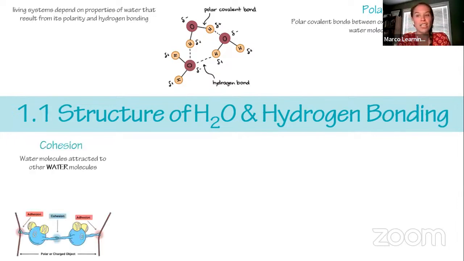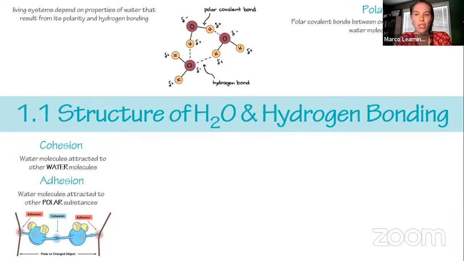The first thing is cohesion. Cohesion is where water is attracted to other water molecules. Here you can see these two water molecules holding to each other. That's what gives us the beads of water when you wax your car, because they're all cohering together. That's also why water molecules will come up a capillary tube, because they're all attracted to one another.